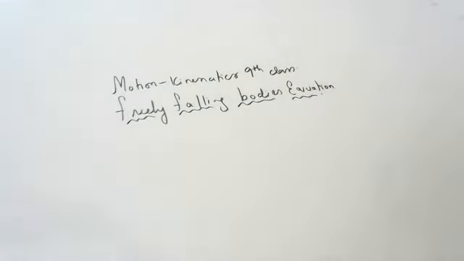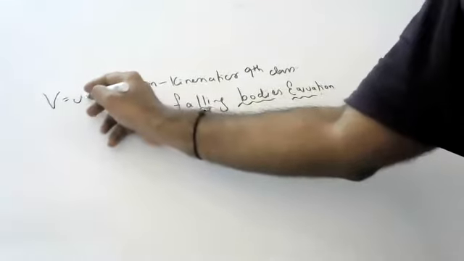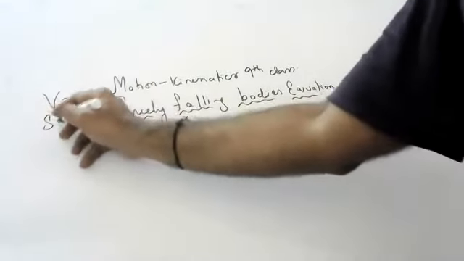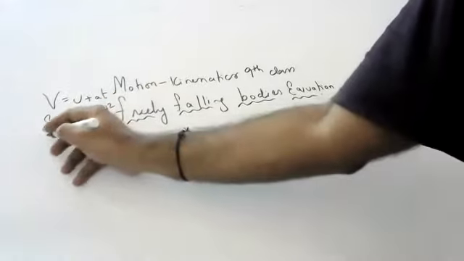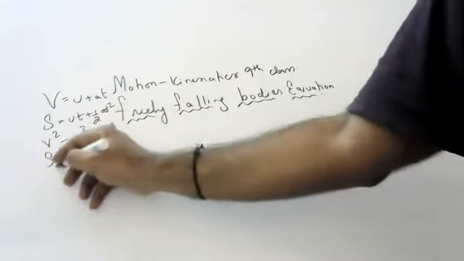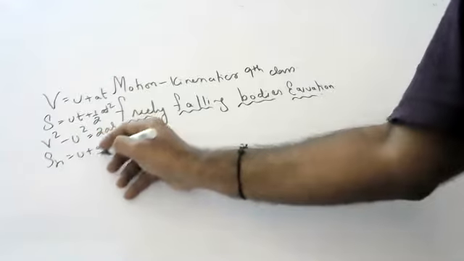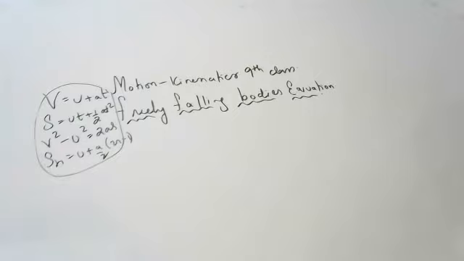Freely falling bodies. So coming to the freely falling bodies, children, what are the four equations of motion we have normally? We have four equations of motion. v = u + at, s = ut + half at square, and v square minus u square = 2as, and Sn = u + a/2 into (2n minus 1). These are the four equations of motion we have, children. Now for freely falling bodies, how to do the sum?